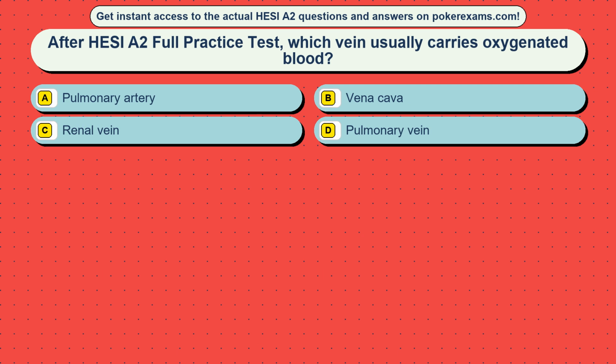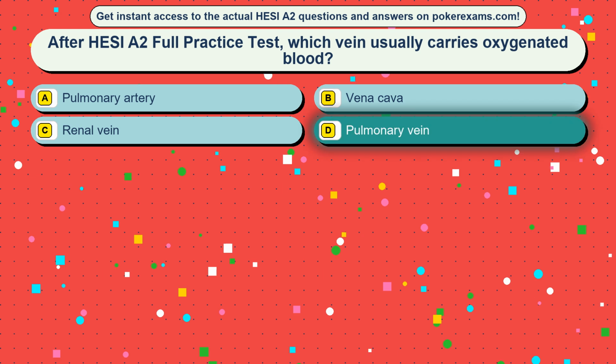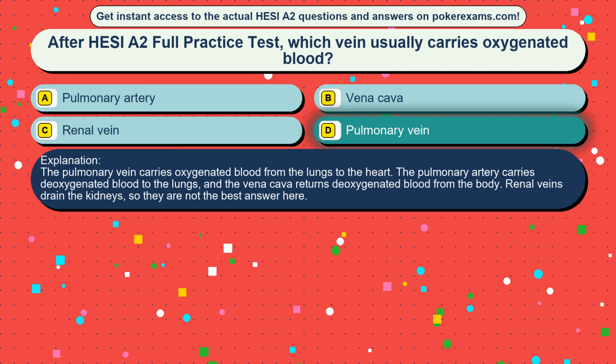Question 46. After HESI A2 full practice test, which vein usually carries oxygenated blood? Option A, pulmonary artery. Option B, vena cava. Option C, renal vein. Option D, pulmonary vein. The correct answer is option D, pulmonary vein. The pulmonary vein carries oxygenated blood from the lungs to the heart. The pulmonary artery carries deoxygenated blood to the lungs, and the vena cava returns deoxygenated blood from the body. Renal veins drain the kidneys, so they are not the best answer here.